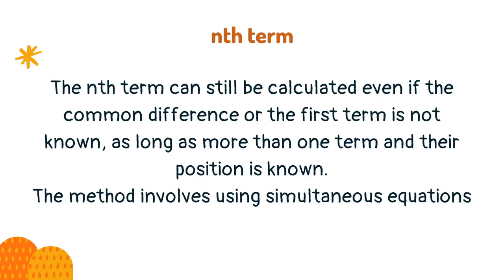The nth term can still be calculated even if the common difference or the first term is not known, as long as more than one term and their position is known. The method involves using simultaneous equations.